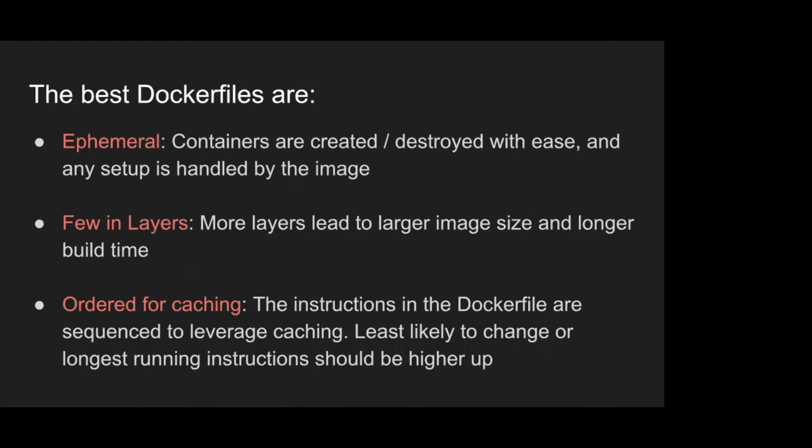So now that you kind of have an idea of how Dockerfiles work, there are definitely good ways to write Dockerfiles and bad ways to write them. I think from my understanding, the best Dockerfiles are ones that, in the documentation, they use a term called ephemeral. And basically that means that the image is created in such a way that you can provision containers very easily. You can create containers, destroy containers, and any setup that is needed for your application is handled inside that image.